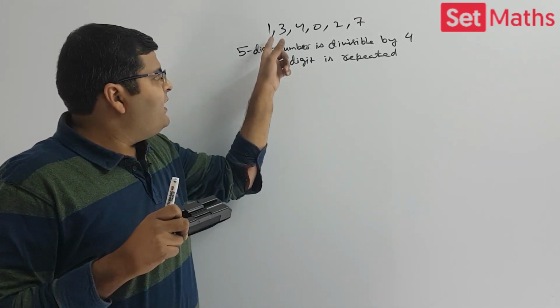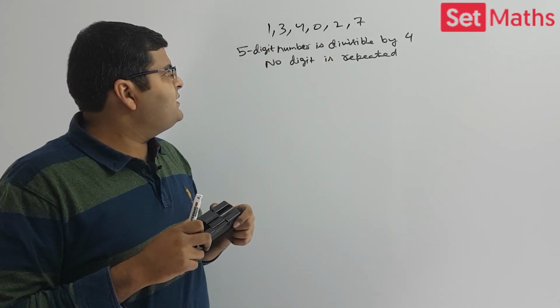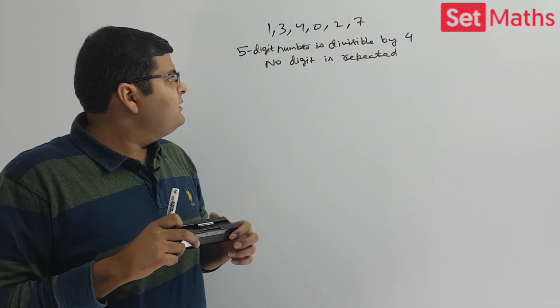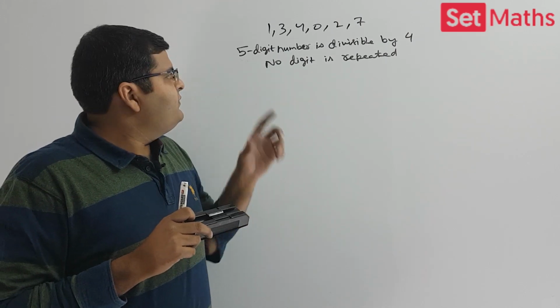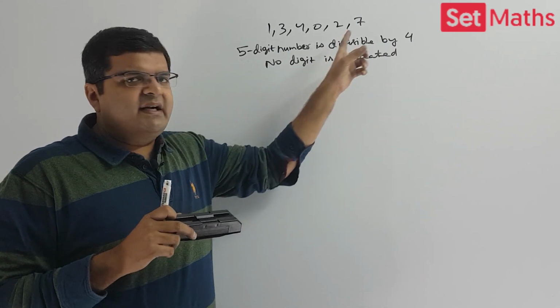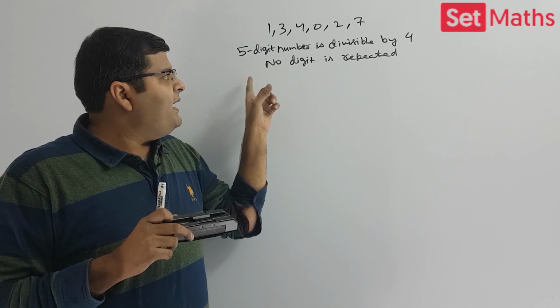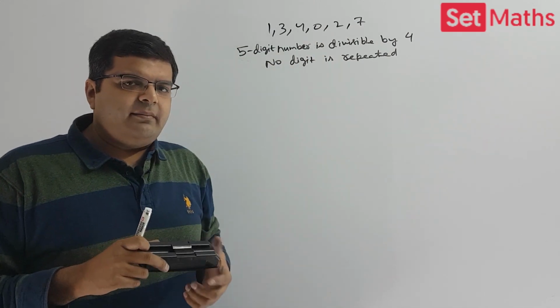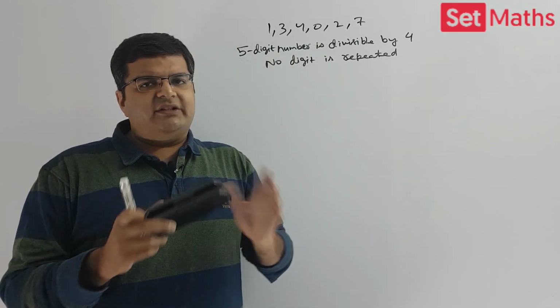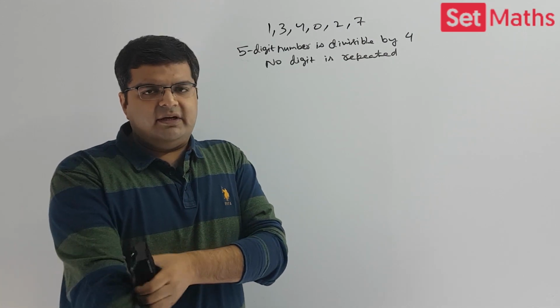Okay, so we have these 6 digits: 1, 3, 4, 0, 2 and 7. Using these 6 digits, we need to create 5 digit numbers that are divisible by 4 and such that no digit is repeated in the number. We have to find the number of such 5 digit numbers.